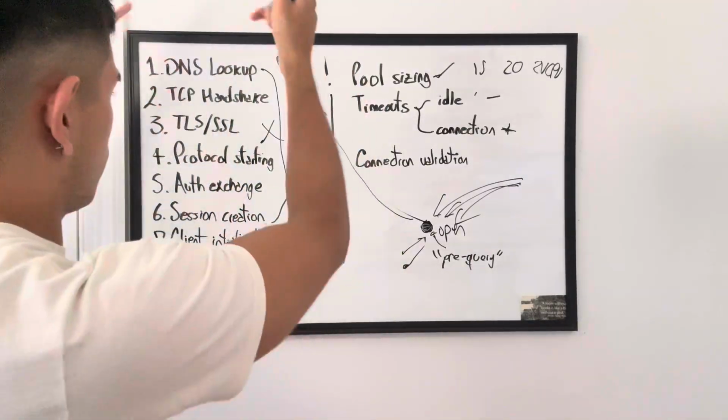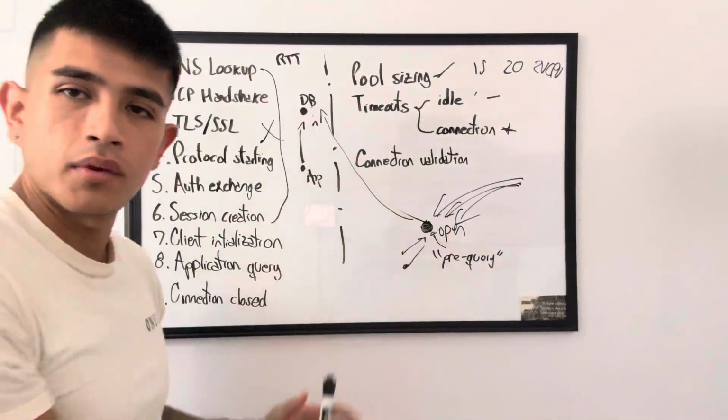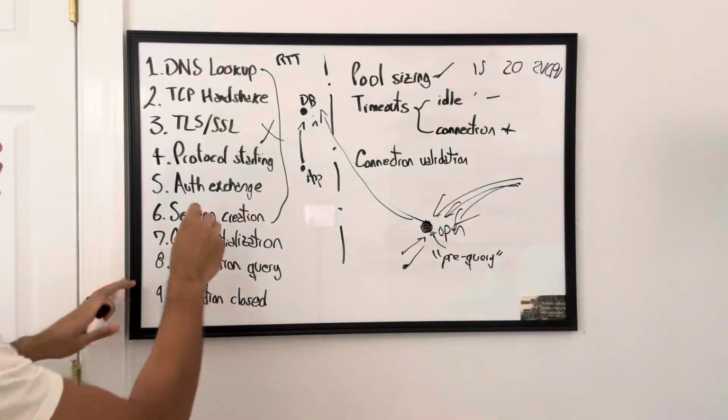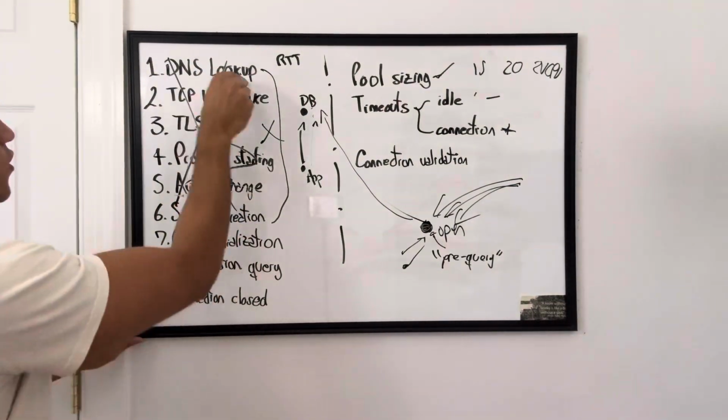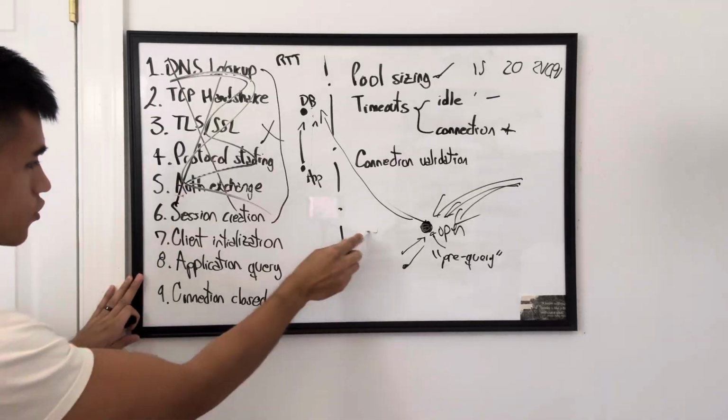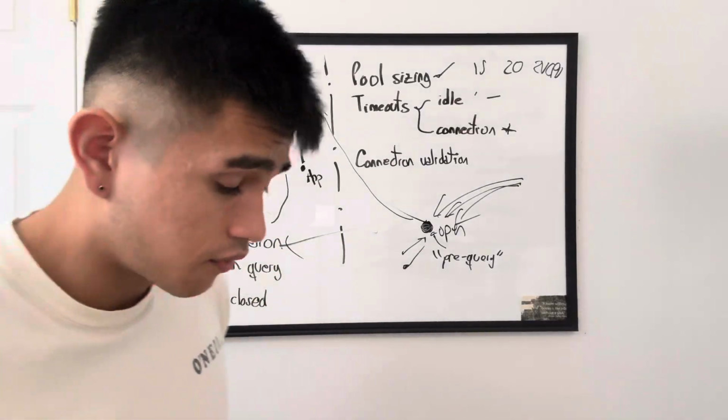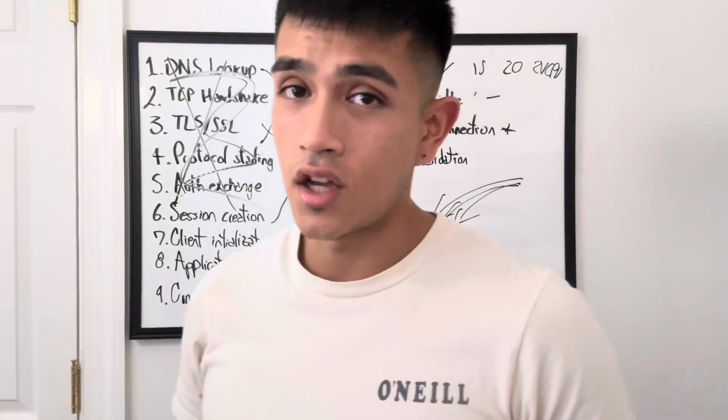Basically, once you implement connection pooling, you don't have to do all of this. You go straight to client initialization. So you save tons and tons of resources.